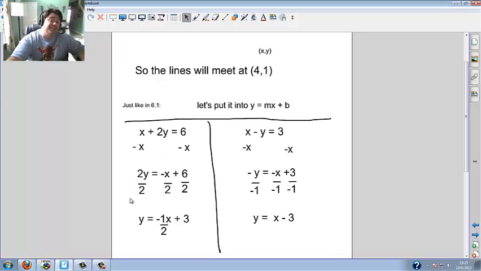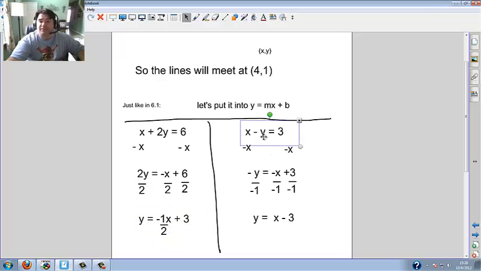But if I divide this side by 2, I got to divide this side by 2. So divide 2, divide 2, divide 2. You get y. And remember, this is negative 1 over 2. So negative 1/2 x. And then 6 divided by 2 is 3. So this is y equals negative 1/2 x plus 3.